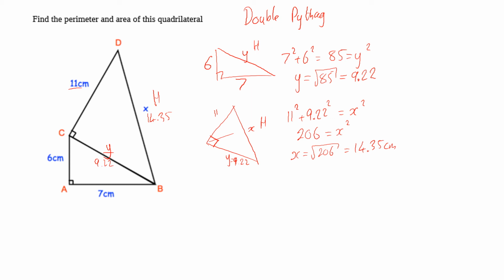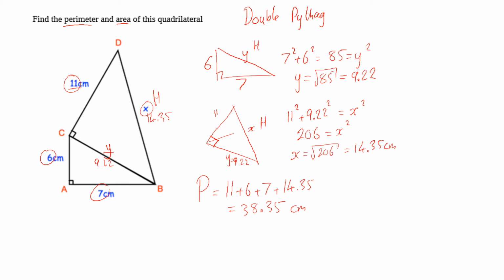We still haven't answered the question though, which is to find the perimeter and the area. Perimeter looks like the easier of the two. We're just going to need to add up all of the sides. We don't need to add up the y because the y is on the inside of the shape, but the perimeter is just going to be 11 plus 6 plus 7 plus our x, so plus our 14.35. That's going to give us 38.35.